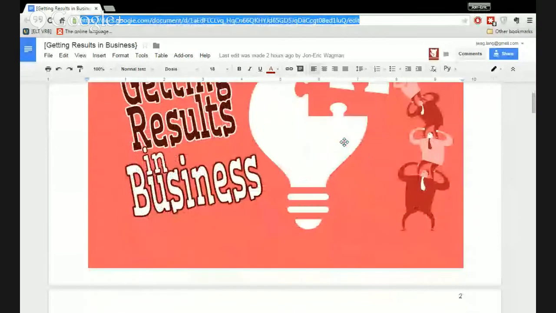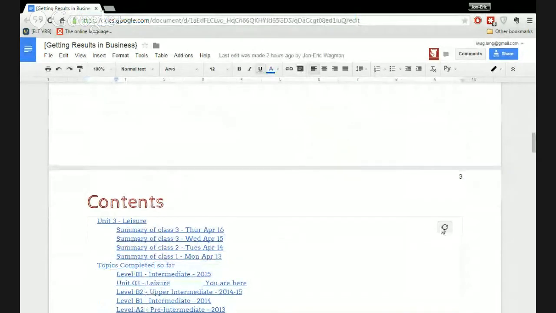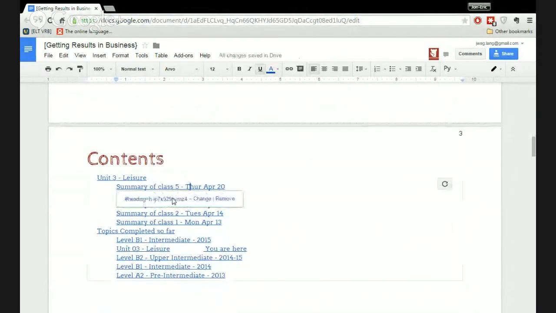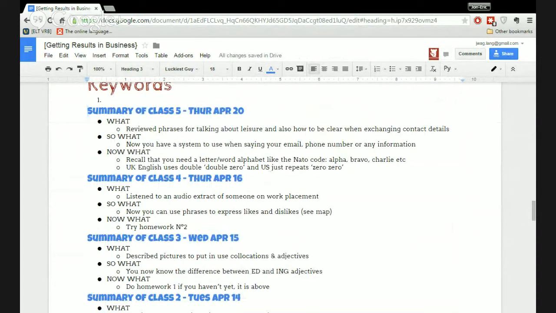Now, I'm going to do a little review of yesterday's class. Let me just update the table of contents. There we go. So yesterday was the 5th class in this series out of 8. And yesterday, we reviewed phrases for talking about leisure and also how to be clear when exchanging contact details. So what was the purpose of that activity? Well, now you have a system to use when saying your email, phone number, or really any information.